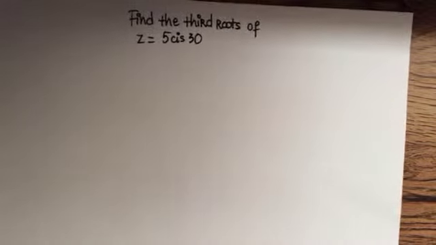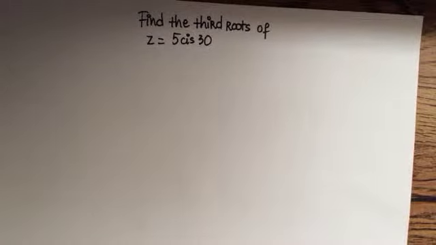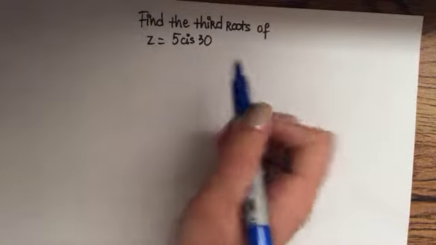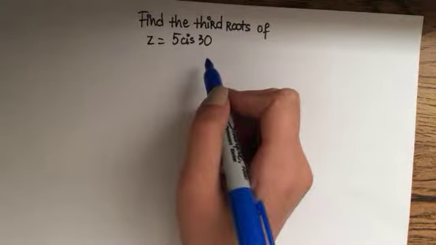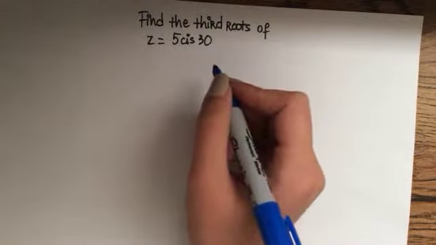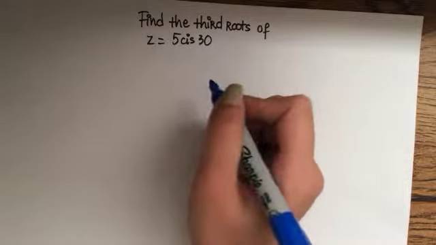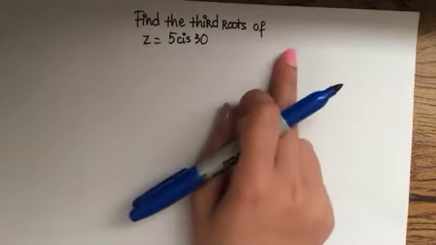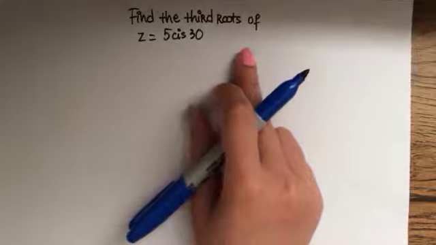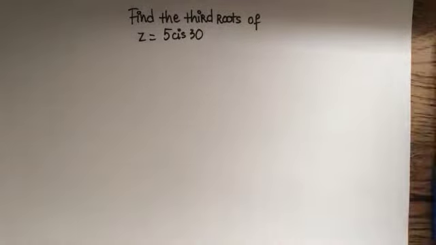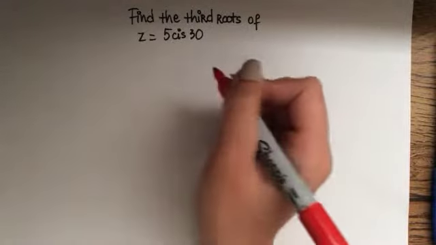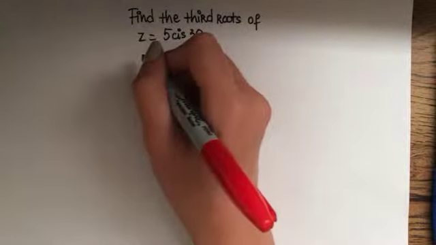That's one way to use it, but there's also another way that's going to be much easier for you to use. So the problem wants you to find the third roots of z equals 5 cis 30. For this particular problem, since you need to plug it into a formula, it's going to be much easier if you write out your data. Okay, so let's write out what your problem gave you.